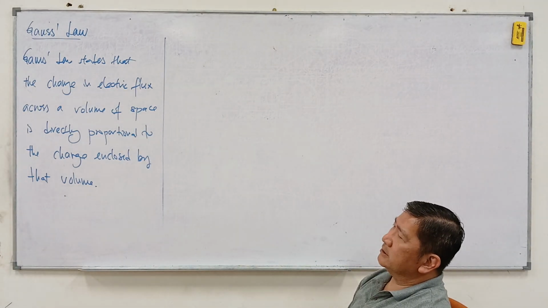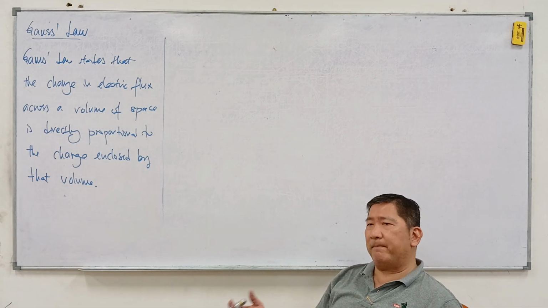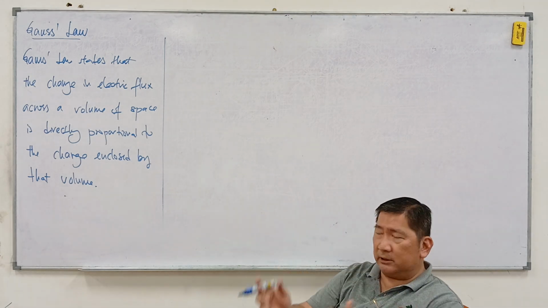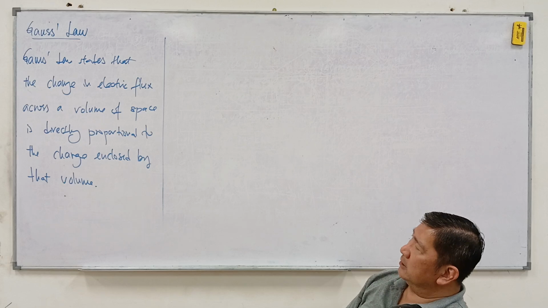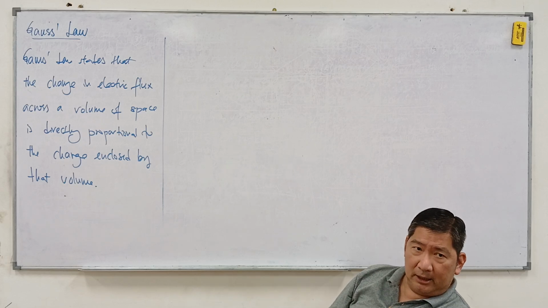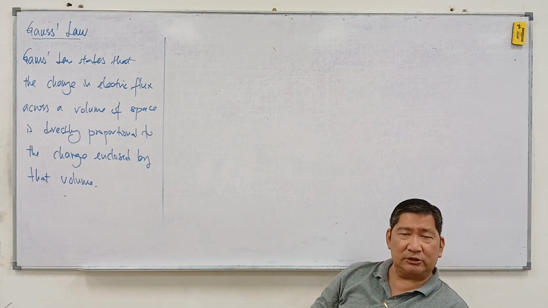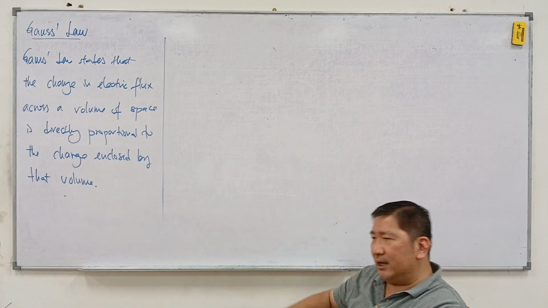Okay, read again. Gauss' law states that the change in electric flux across a volume of space, normally the three-dimensional space we're talking about, is directly proportional to the charge enclosed by that volume. Okay? What is the meaning of that anyway? So you need to imagine that we have a three-dimensional space object.